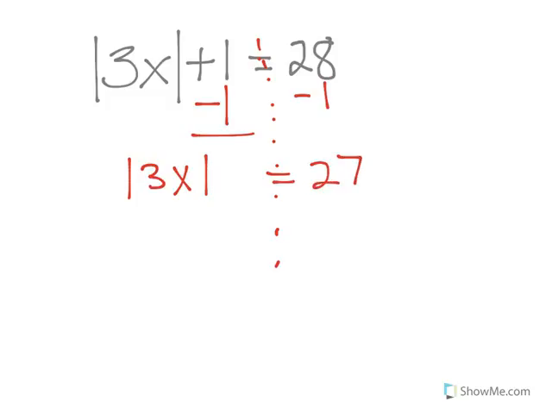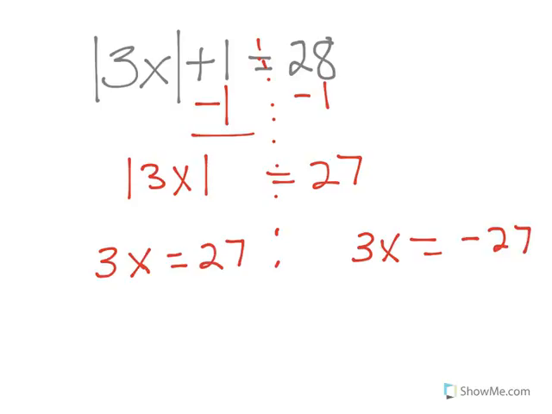At this point, we remember that absolute value is a distance away from 0. And so we're going to set up our two equations, our pair of equations that we referenced earlier. The first is moving to the right of 0, and so we have our positive 27. And our second equation is moving to the left of 0, so we have 3x is equal to a negative 27.